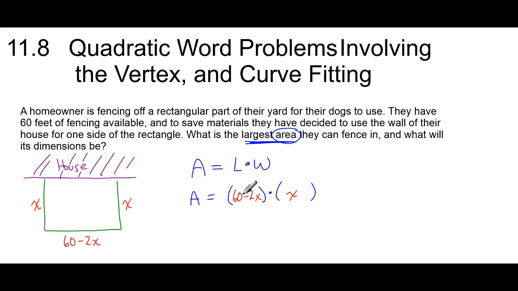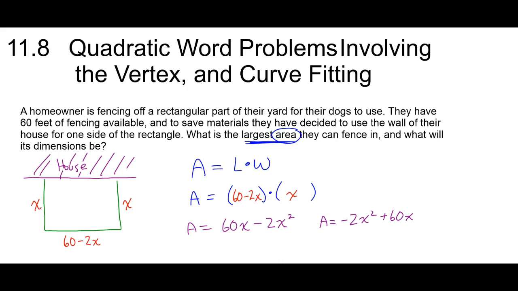Simplify that a little bit by multiplying those two together, and you will recognize that what we're looking at here is a quadratic. We've got an x times an x. That's not typically how we would write this sort of thing. We would typically write it as negative 2x squared plus 60x. You know, good old descending order. You got to put your squared term first.